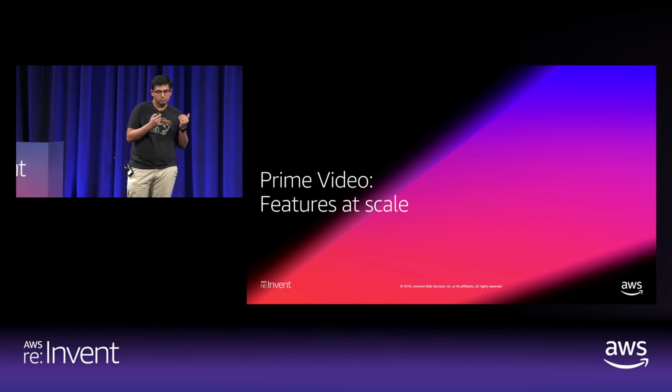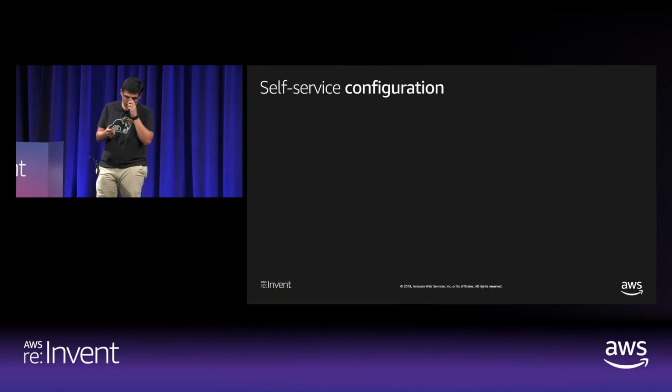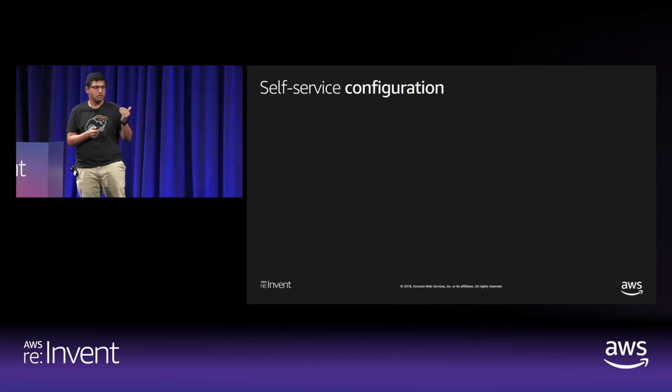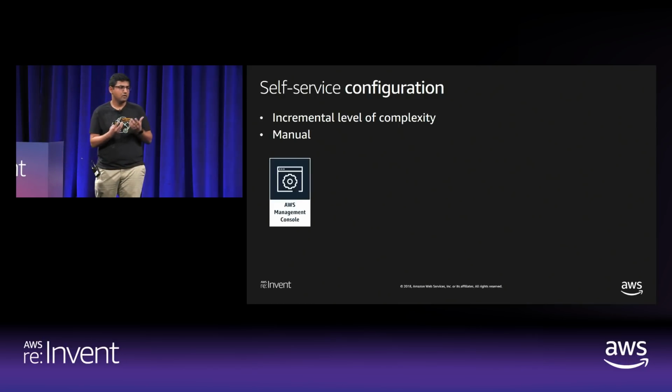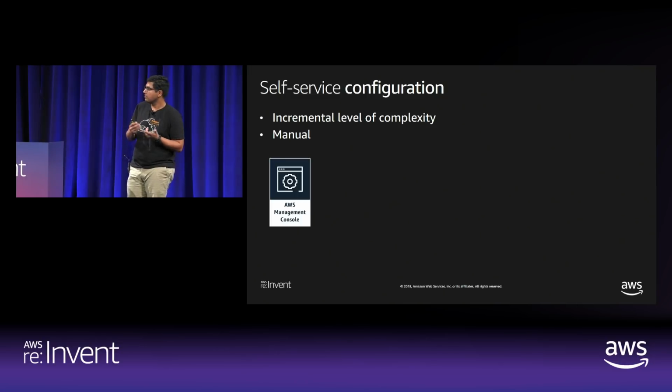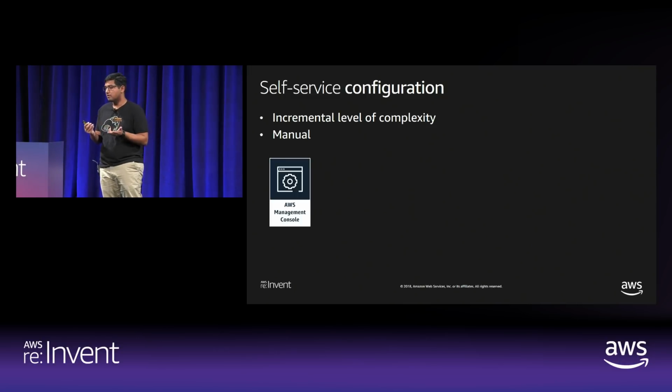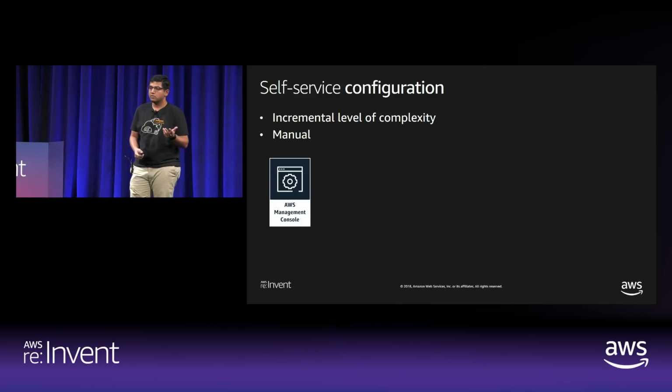So Prime Video uses a number of these features. To start with, this configuration can be set starting at different levels of complexity. Many customers start at the AWS console, where you can create distributions, create invalidations, set error caching TTLs and so on, and also view some data about your distributions in terms of metrics or reports.